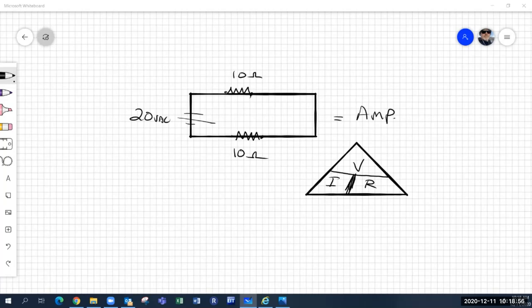1 amp, that is right. So we take our resistance total is equal to 20 ohms. So it says here to put my voltage divided by my ohms, 1 amp.